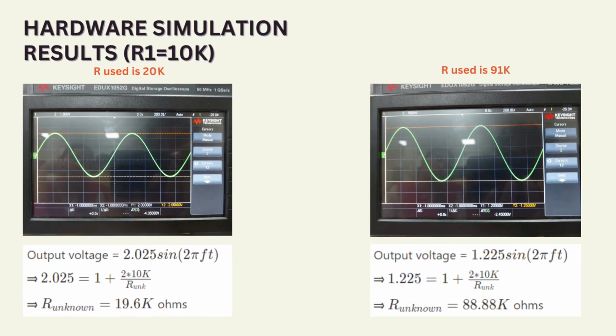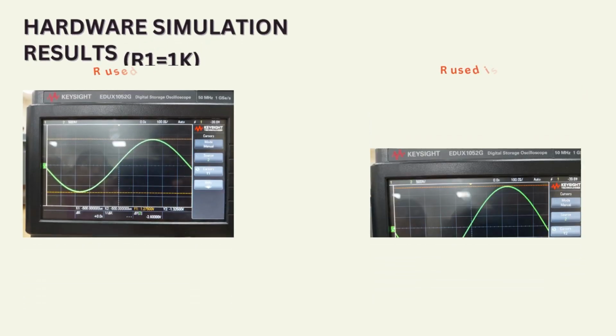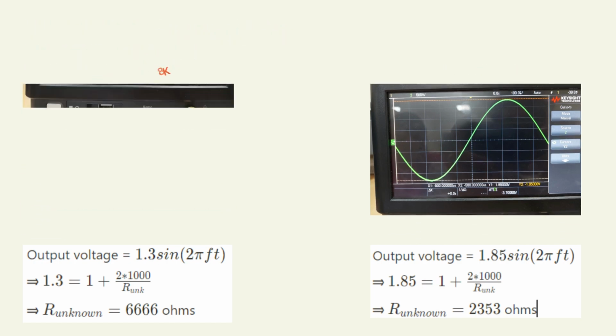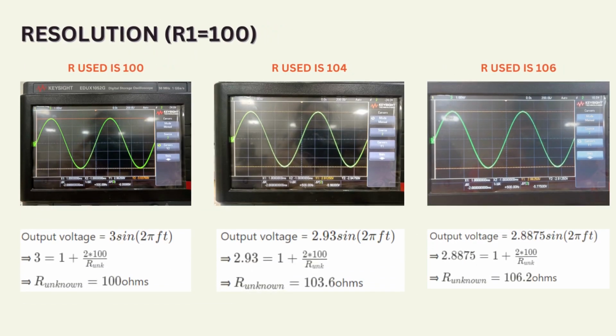Now similarly we have kept R1 as 10 kilo ohm. For unknown resistance we used 20 kilo ohm and 91 kilo ohm. These are the values that we have estimated, that is 19.6 kilo ohm and 88.8 kilo ohm respectively. Similarly, we have done for R1 equal to 1 kilo ohm with the R unknown resistances as 6.8 kilo ohm and 2.2 kilo ohm, and we got around 6700 ohms and 2300 ohms respectively. So this is all the thing.